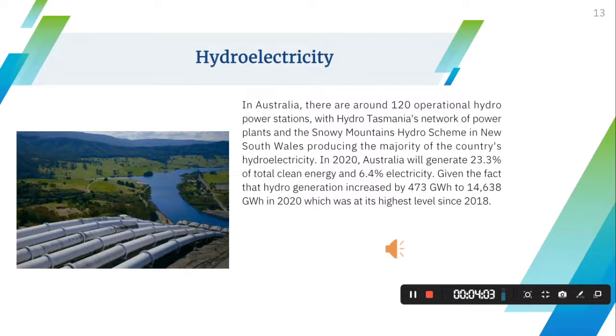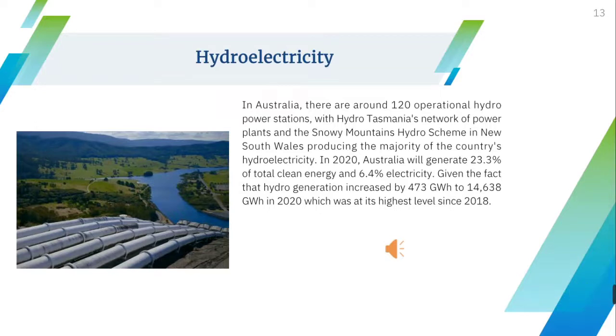The second green technology is hydroelectricity. In Australia, there are around 120 operational hydropower stations, with Hydro Tasmania's network of power plants and the Snowy Mountains Hydro Scheme in New South Wales producing the majority of the country's hydroelectricity. In 2020, Australia generated 23.3% of total clean energy and 6.4% of electricity, given the fact that hydro generation increased by 473 gigawatt hours to 14,628 gigawatt hours in 2020, which was at its highest level since 2018.